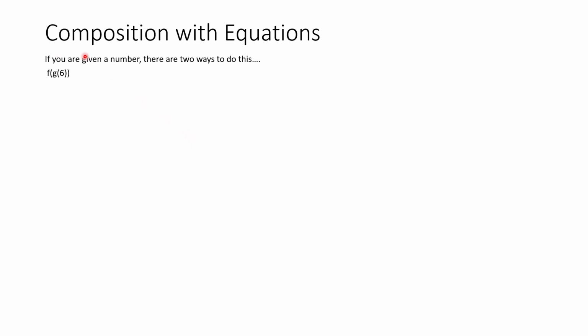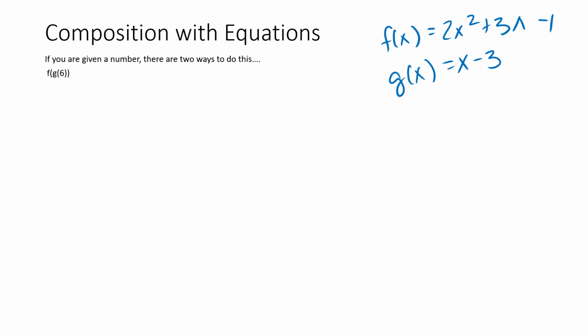All right, now composition with equations. I apologize for this being so small. If you were given a number, then there's two ways to do this. So we're going to be using the same two functions here. Okay, so we are using f of x is equal to 2x squared plus 3x minus 1, and g of x is equal to x minus 3. So instead of being asked, like, what is fog or gof, or what is f of g of x or g of f of x, suppose you have a number. So you're asked, like, what is f of g of 6?